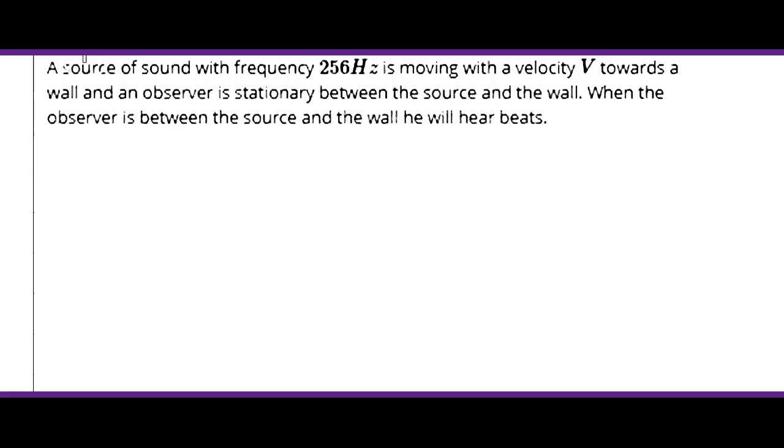When will the observer hear beats? Will the observer hear beats? We need to say that. So firstly, I'll explain with a diagram. Let's suppose this is the wall.